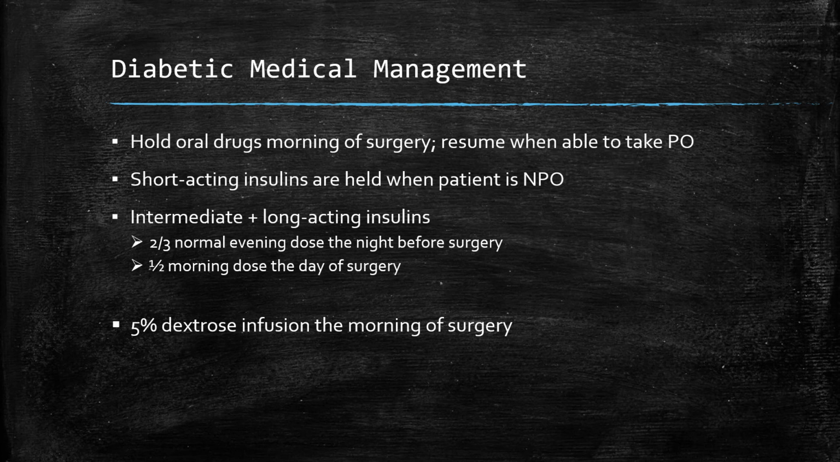For non-insulin dependent diabetics, we ask them not to take their morning dose on the day of surgery. They can then get back on their regular schedule once they're able to resume oral intake. If a patient is taking short-acting insulins, these must be held during the entire period that the patient is NPO. For the patient who takes intermediate or long-acting insulin, we generally ask them to take 1/2 to 2/3 their normal evening dose the night before surgery, and then half of the morning dose the day of surgery.